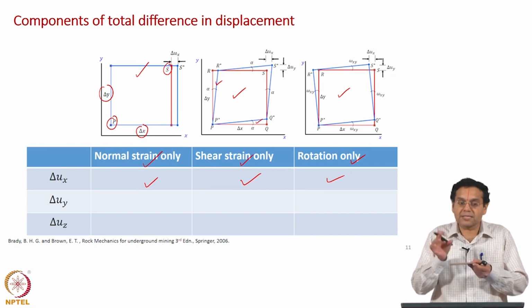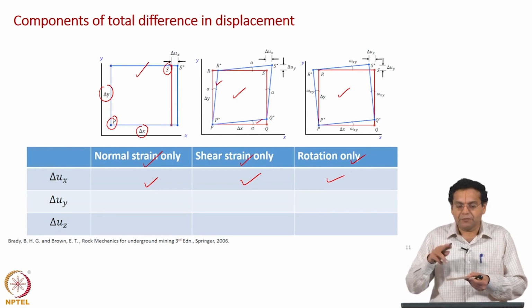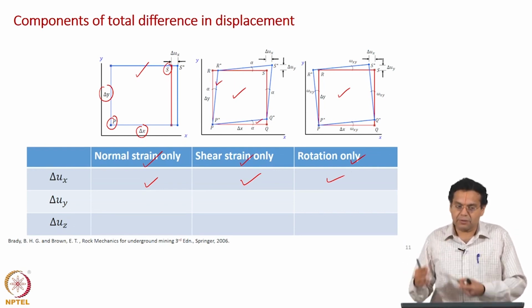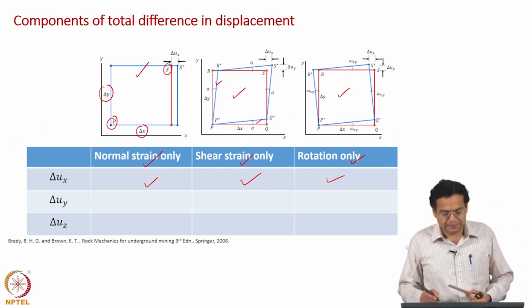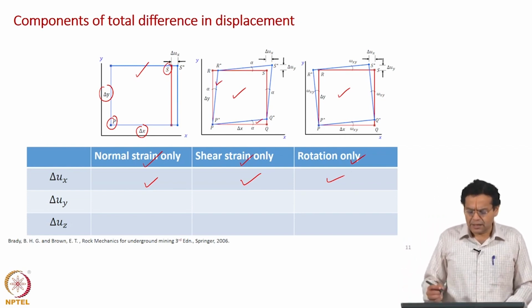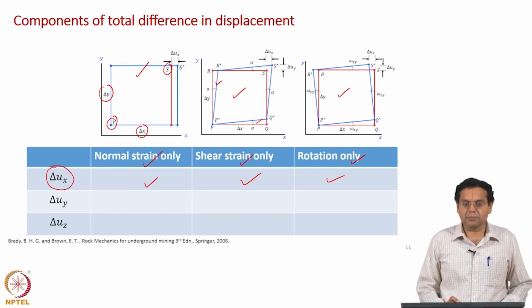What you observe is a sum effect of all these three put together in terms of difference. We are going to dissect it, find out the components. That is exactly what we are going to do. That is why this table is a matrix where we are going to find out the components of the total difference in displacement.